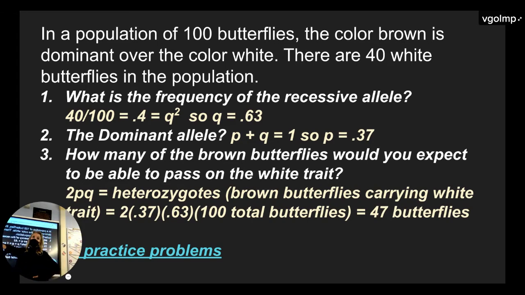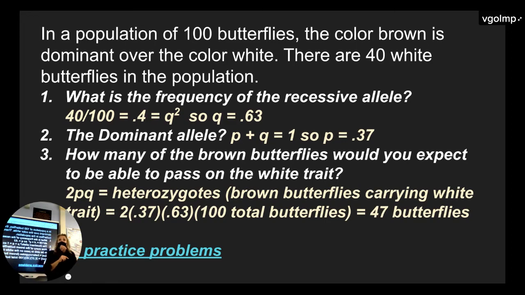So P has to be 0.37 because 0.63 plus 0.37 is 1. Do you agree with that? So now I've got P and Q. So the application of that is how many of the brown butterflies would you expect to be able to pass on the white trait? Are the homozygous brown butterflies going to pass on the white trait?